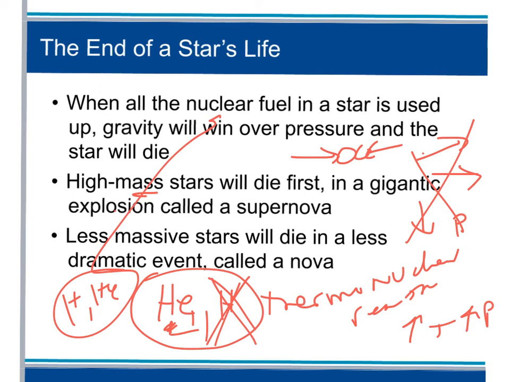That's all the matter given off when a star dies. These really massive stars are the ones that die first, and they die in a gigantic explosion called a supernova. Less massive stars will die in a less dramatic event, just called a nova. So a nova and a supernova are the events that happen when a star dies.